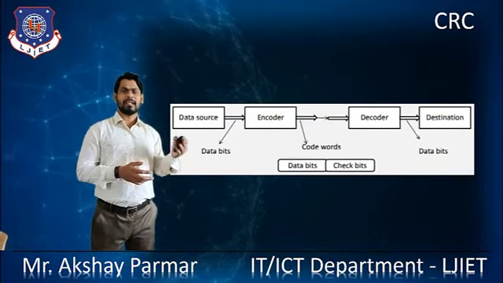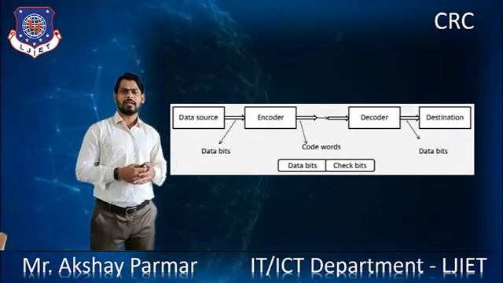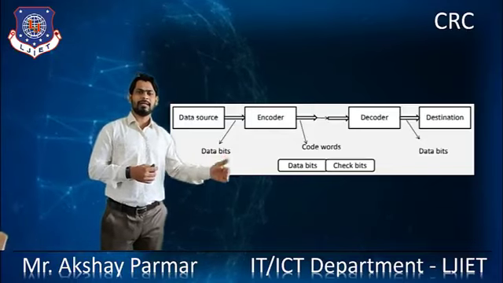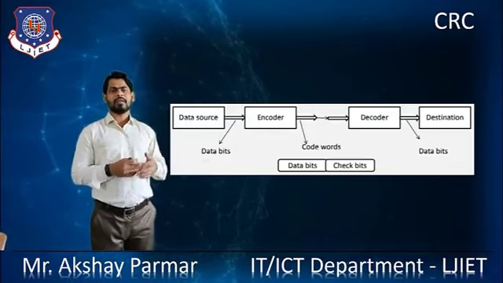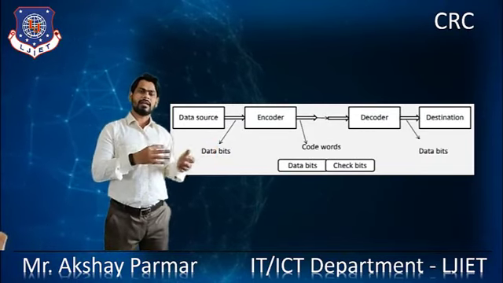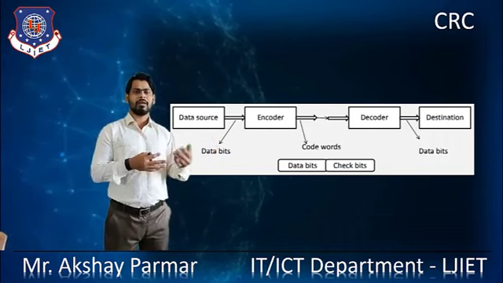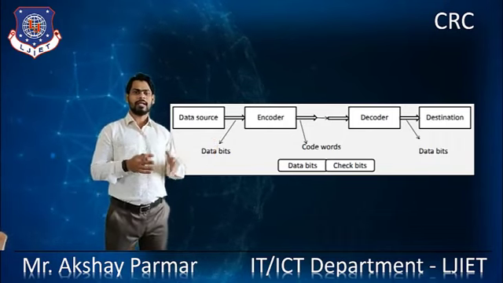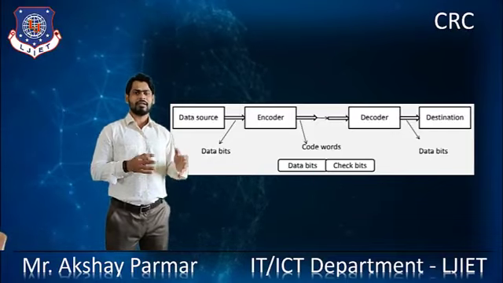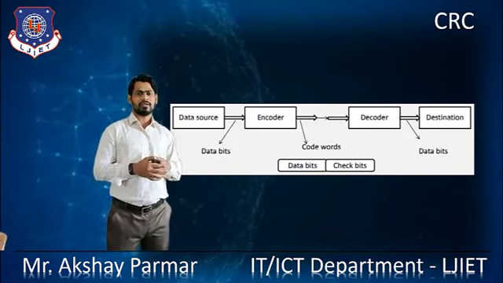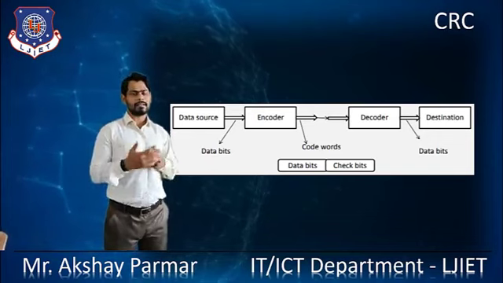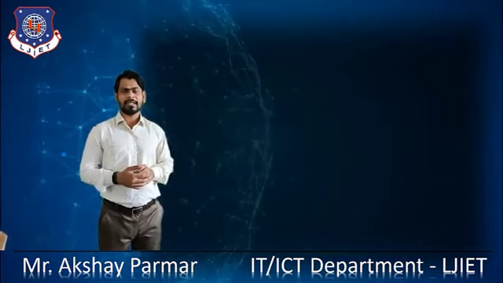You can observe that this is the data source, right? At the encoder side, the check bits are added and we get the code word, the data bits and the check bits, right? After that we send the data bits plus check bits, the code word, to the receiver end. At the receiver end, the data is fetched by the decoder, and the decoder decodes and divides the data bits and the check bits, right? And after discarding the check bits, the data bits are sent to the destination, right? That's how the data is sent from the source to the destination in the CRC mode. So this is all about the CRC technique.